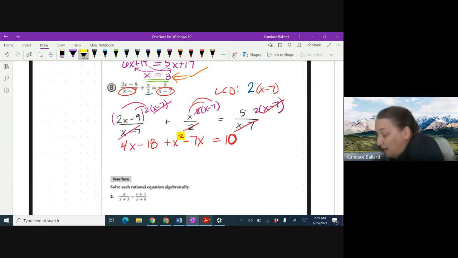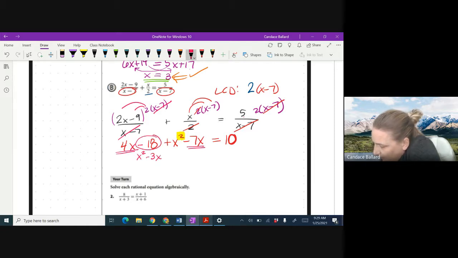Got to be equal to 0. So I'm going to rearrange this, combine like terms, and get it all equal to 0 in one single step. Okay. So we've got x squared, and then let's see, 4x and negative 7x would be negative 3x. And then negative 18, and I'm going to subtract the 10 over, would be negative 28 equals 0.